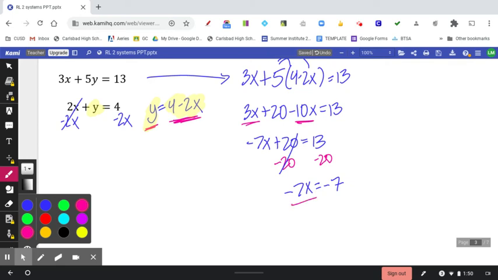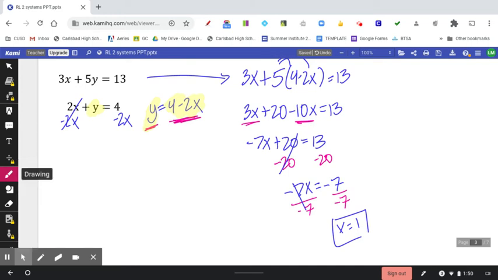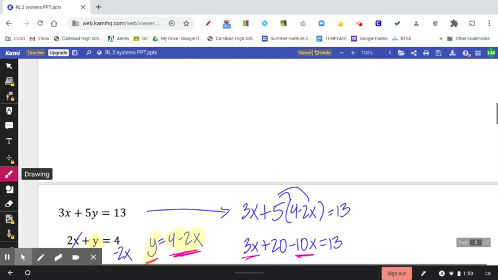Last step here, divide both sides by -7. We're trying to solve for that x, so I need to isolate it. I get x equals 1. Okay. Now, step 4 here, you'll see plug back in to solve for the other variable.